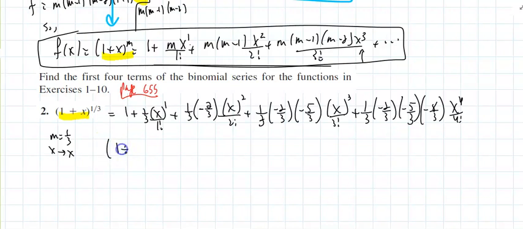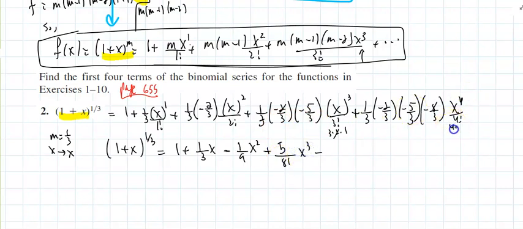So I could say 1 plus x raised to the 1/3 is 1 plus 1 over 3 x minus 1 over 9 x squared plus, not 10, this is 3 times 2 times 1. Those cancel out, right? So that's going to be 5 over 3 over 81.